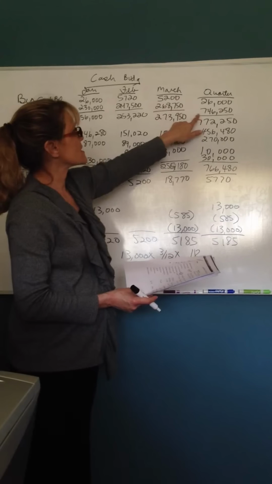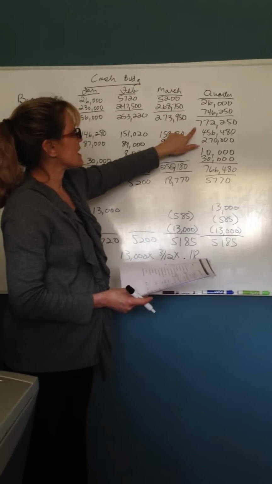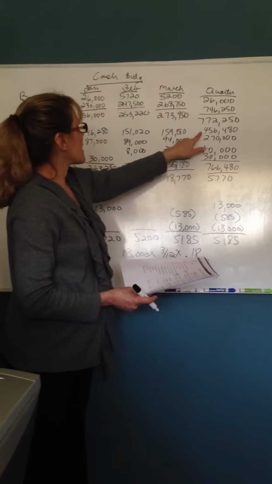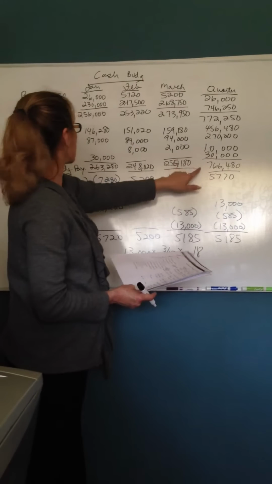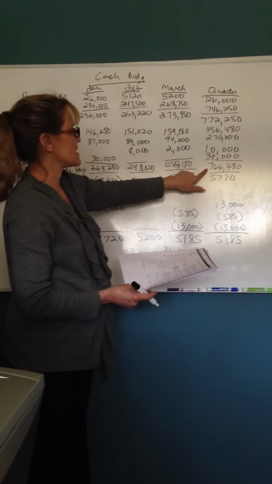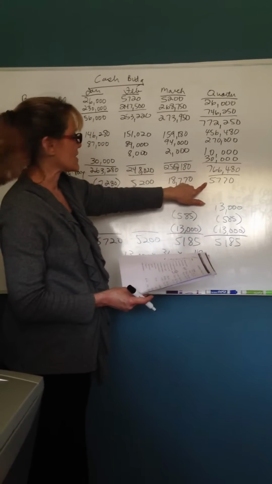We add all our cash receipts together for $746,250. These two added together are $772,250. We add our various payments for inventory, operating expenses, land, and dividends. Add all those together for our total payments of $766,480, which gives us $5,770.